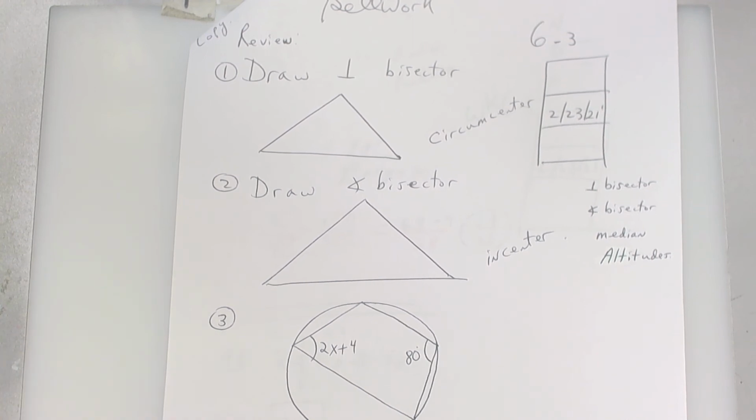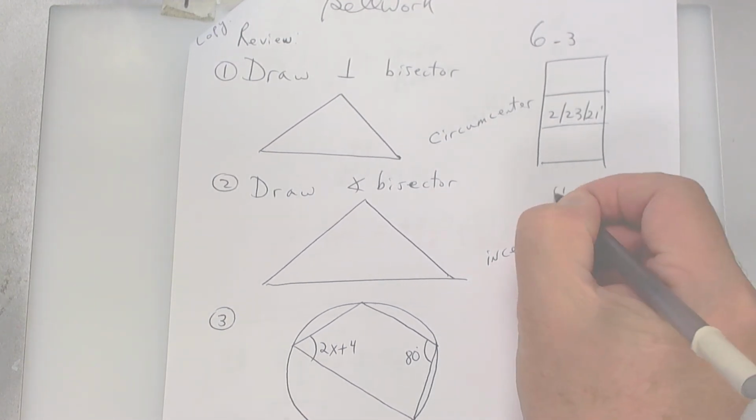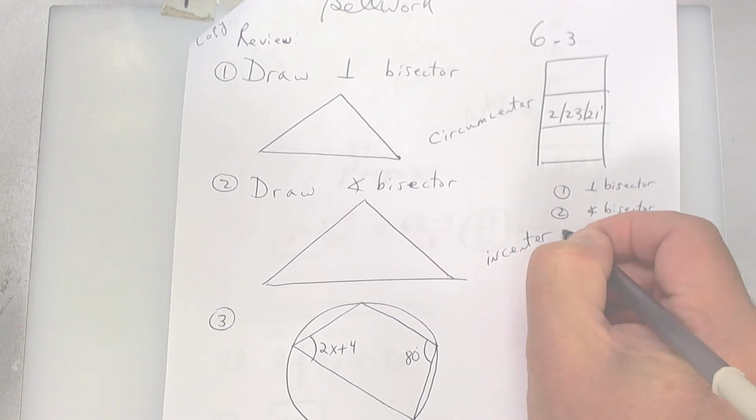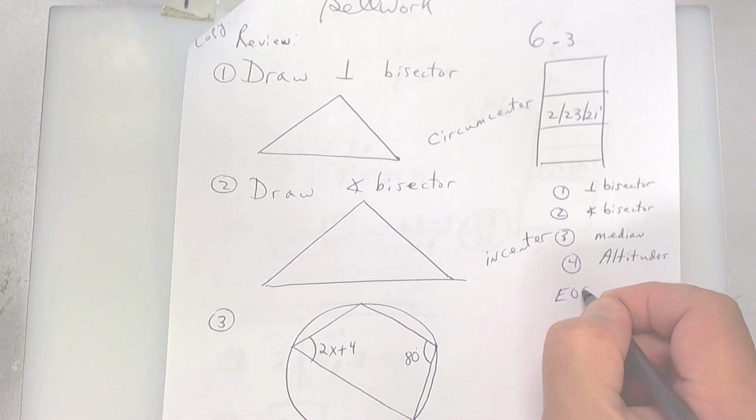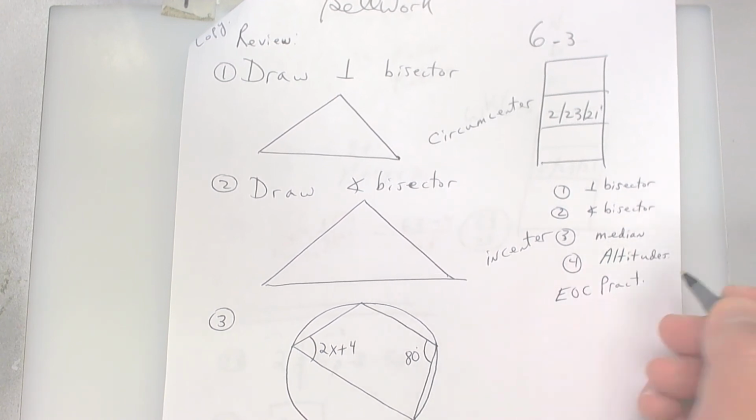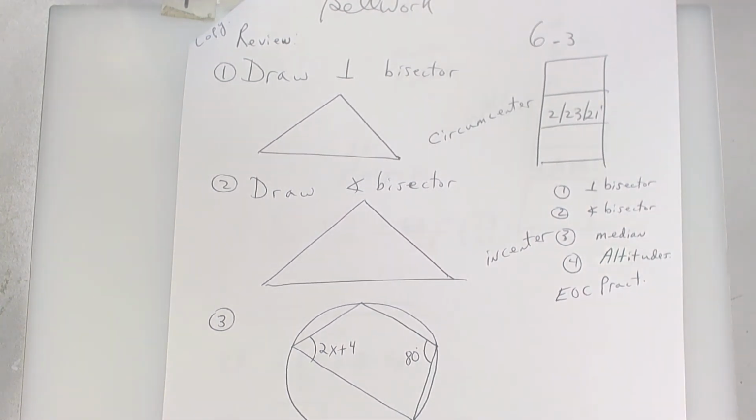All right, let's take a look here. There are 4 things that we need to review here, and you need to know all 4 of these right here. So copy these down if you don't already have it. And this is EOC practice or review. Okay, so we're going to slowly review day by day or week by week.